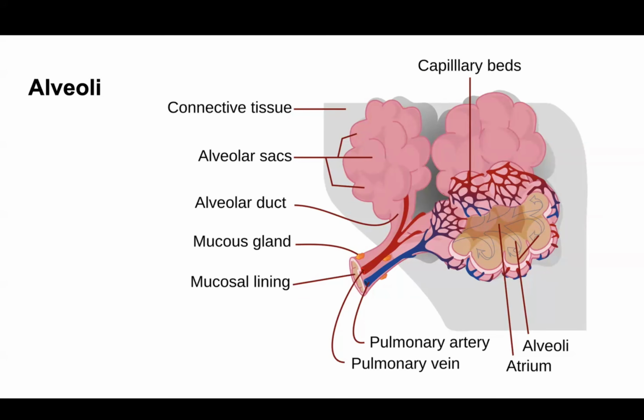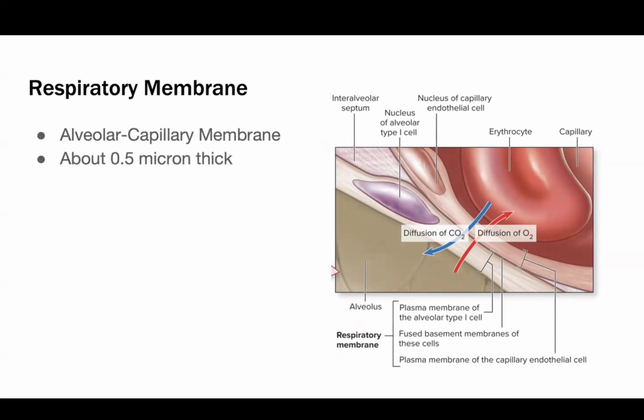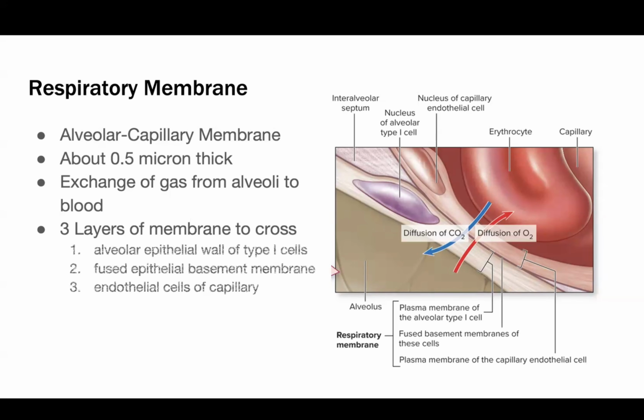Surrounding each alveolus are these pulmonary capillary beds. Now, the respiratory membrane between the alveolar air and the blood is absurdly thin. So we're thinking about half a micron. For context, a human hair is roughly 70 microns thick. So yeah, incredibly thin. There's 3 layers that a gas molecule must cross. So if you're a gas molecule in the alveoli, to get into the bloodstream, there's 3 layers.